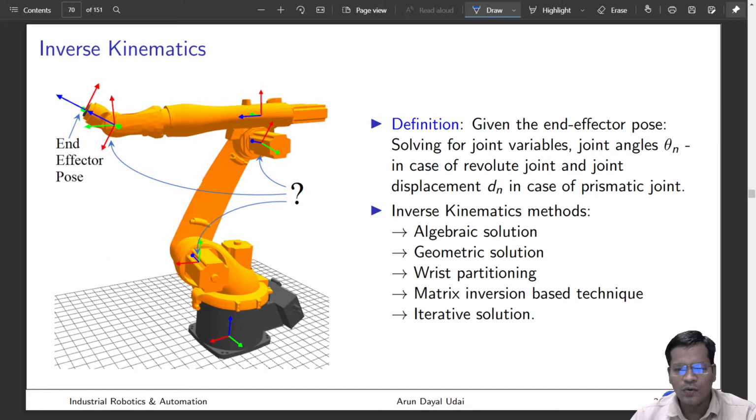So now how will we approach this? There are various ways to solve this particular problem. One of them is the algebraic way, the trigonometric algebraic solution. Another way could be the geometric way. There are many other methods like the wrist partitioning method, matrix inversion based technique, and iterative solution. Iterative solutions are more preferable for robots with more than 6 degrees of freedom, for which solving inverse kinematics is really challenging. So these are the reasons, and we'll do them one by one. We'll start with the algebraic solution first.